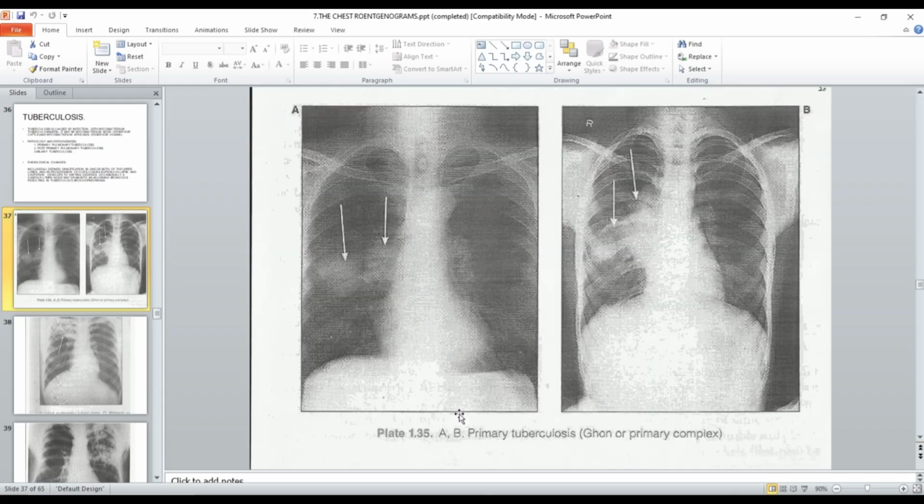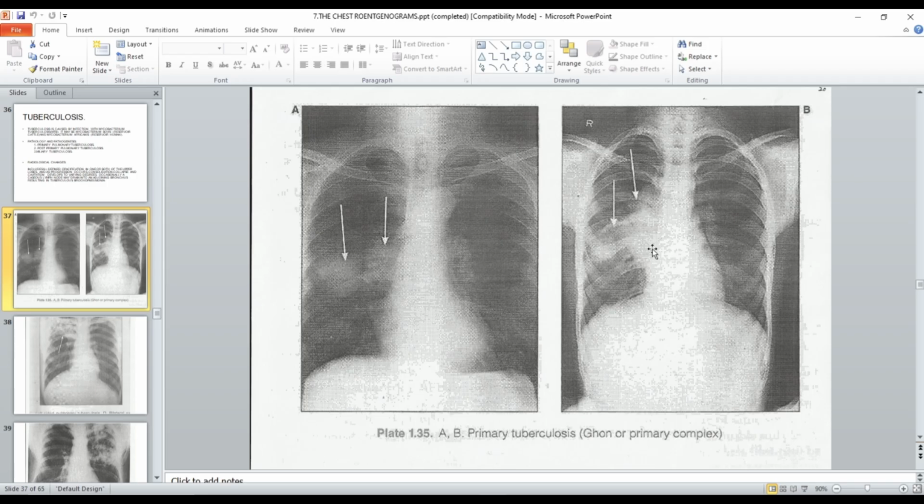This is primary tuberculosis. Unilateral lymphadenopathy, and this is the primary lesion. Opacity, just a small subpleural consolidation, and sometimes there is also a little pleural effusion.